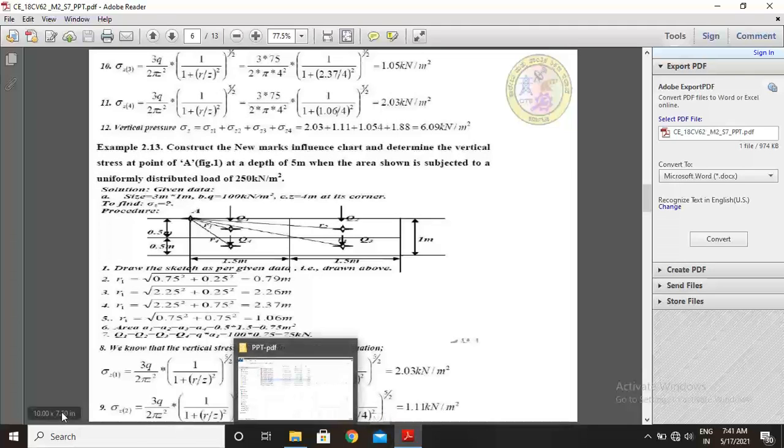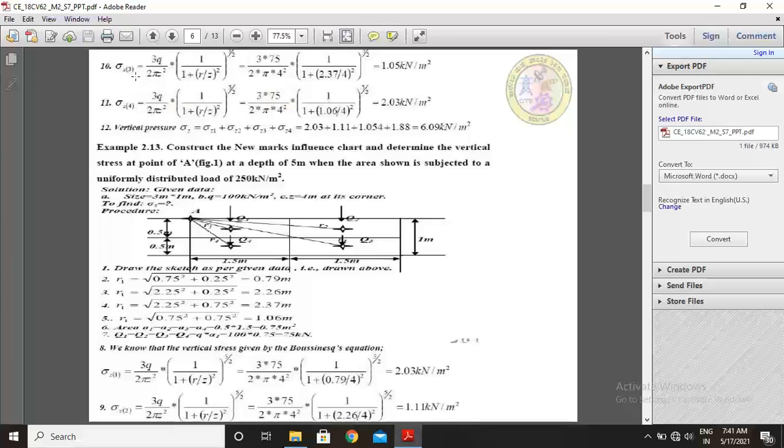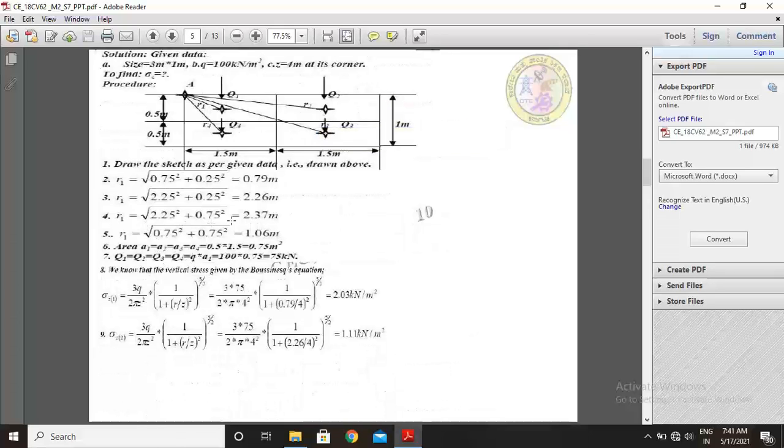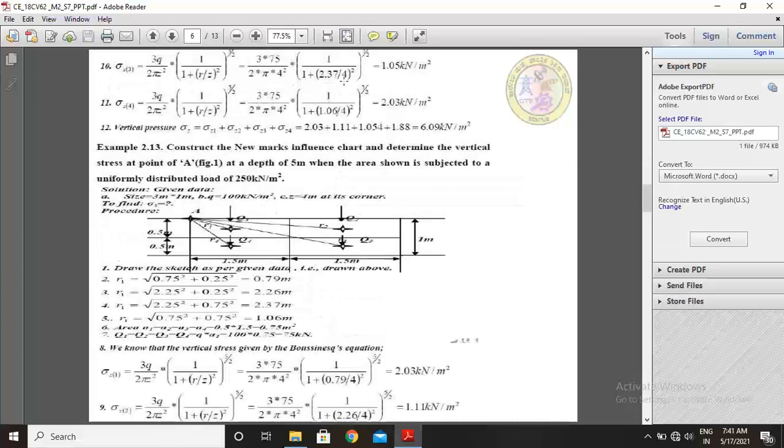Next step, third rectangle. Sigma z for the third rectangle is given by the same equation, 3q by 2 pi z square into 1 by 1 plus r by z square to the power of 5 by 2. Now substitute here: q is 75, z is 4, and r is 2.37. While solving this equation, we are getting the answer 1.05 kilonewton per meter square.